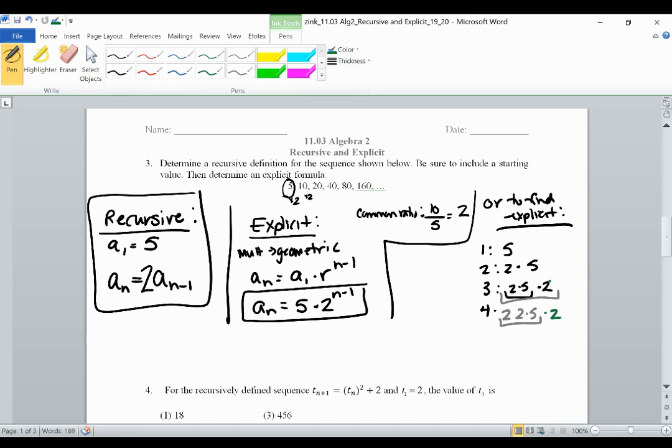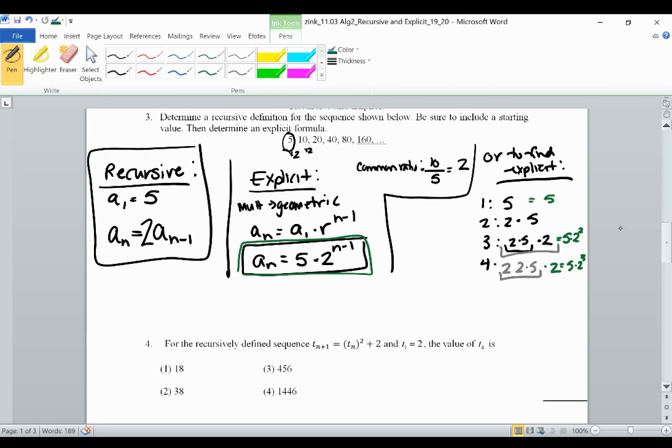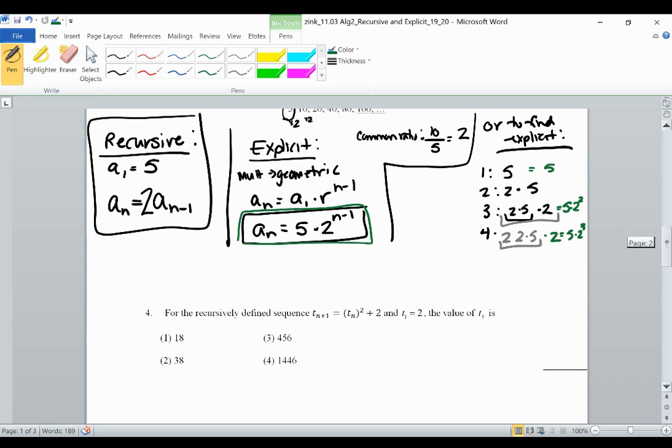So, look at the pattern. This is just 5. This is 5 times 2. This one is 5 times 2 to the second. This one is 5 times 2 to the third. And I would guess the next one would be 5 times 2 to the fourth. And so once you can figure out that pattern, then you could figure out your explicit formula from that as well. So just another way of thinking about how you could figure out that explicit formula.